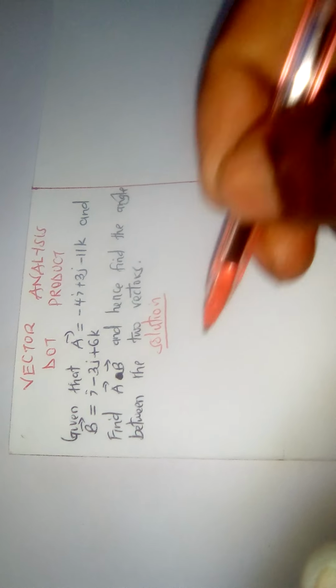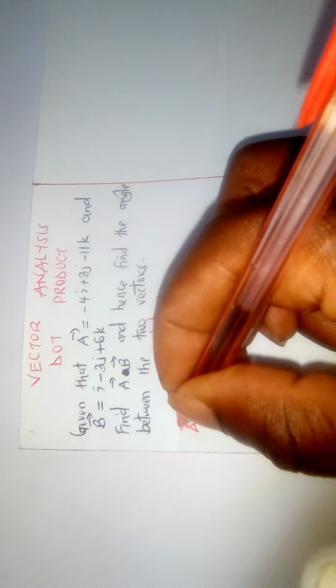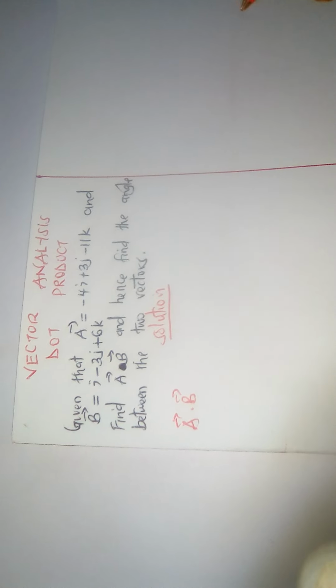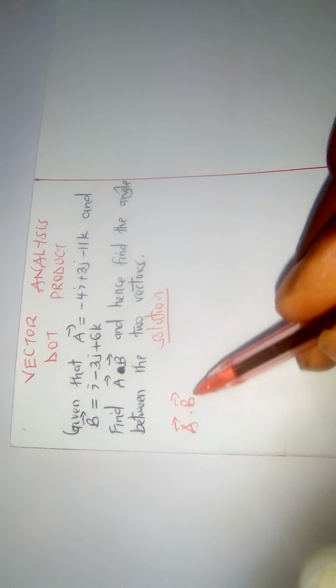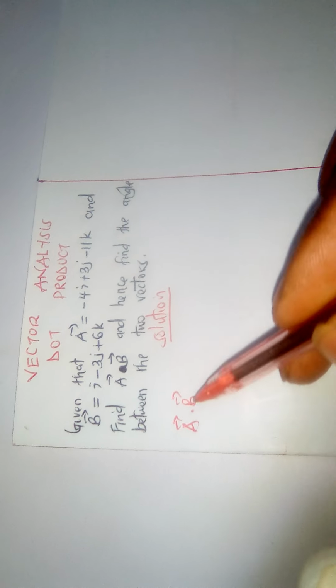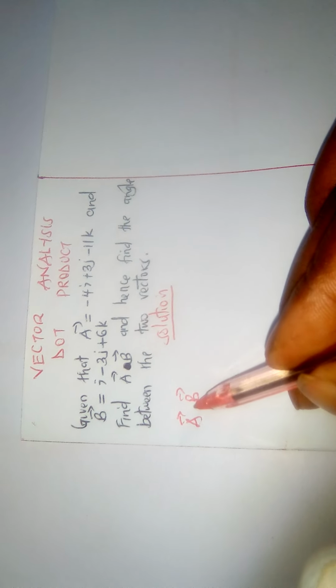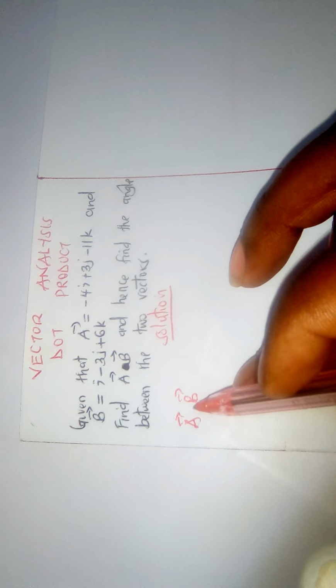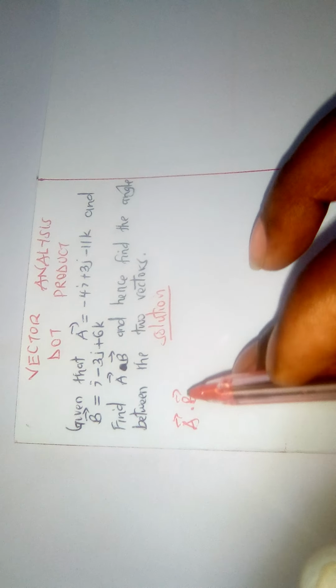Now to begin, I'm supposed to be getting vector A dot vector B because that's the dot product. The dot product is just a dot. So as a result of this dot is where the name arises. So the name arises from the dot we normally put here. Now how can I perform this?